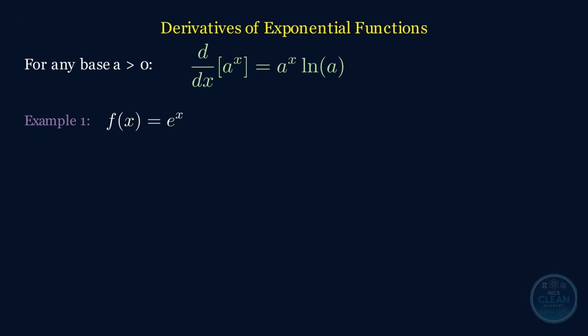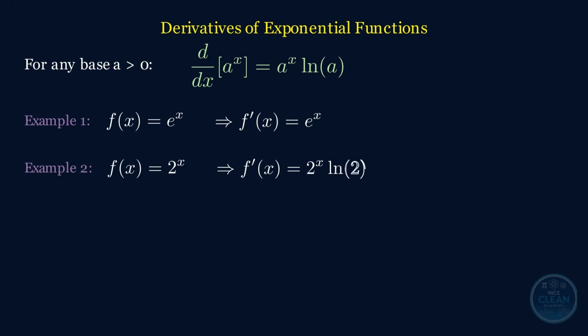F of x equals e to the power x. When we apply the rule, the derivative is e to the power x times the natural log of e. But the natural log of e is just 1, so the final answer is simply e to the x. Next up, f of x equals 2 to the power of x. The derivative is 2 to the power of x times the natural log of 2.